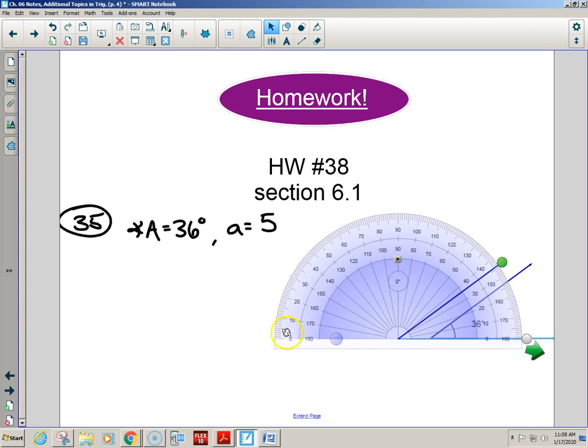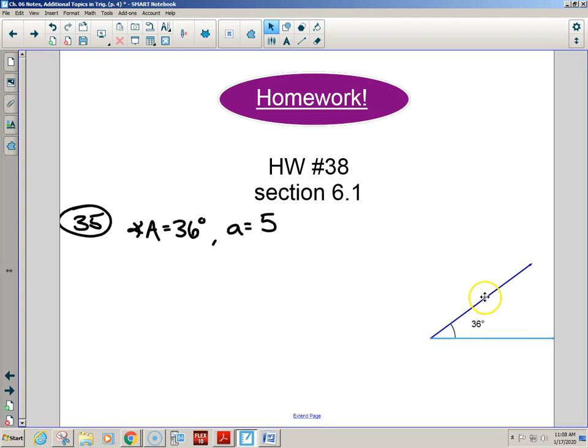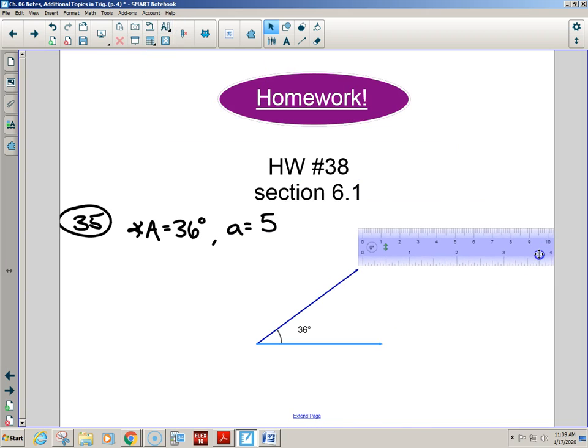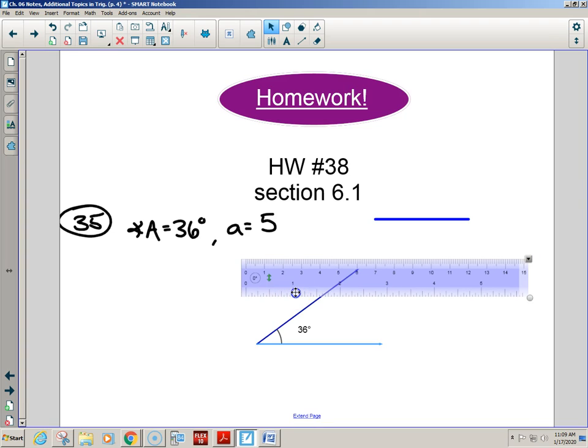Got him. Okay. So now I have my perfect 36-degree angle. And then let's go ahead and spit out, let's do 5 centimeters. Metric system. Yeah, because 5 inches, he's going to be kind of long. I didn't want to have to deal with him.